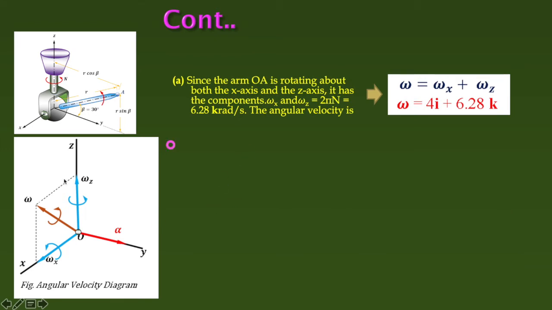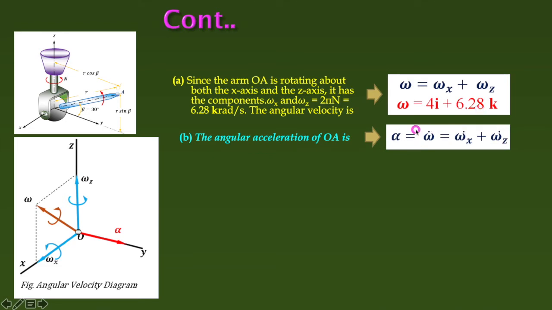Now this omega, as it is the vector sum of omega x and omega z, can be written as omega x plus omega z. What are the omega x and omega z values? That is given. In case of omega z, n is given, RPM is given. So from RPM we calculate by 2 pi n, so 6.28, and direction is z, so k is the unit vector. So finally omega equals 4i plus 6.28k.